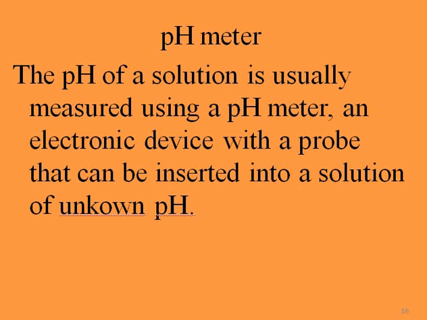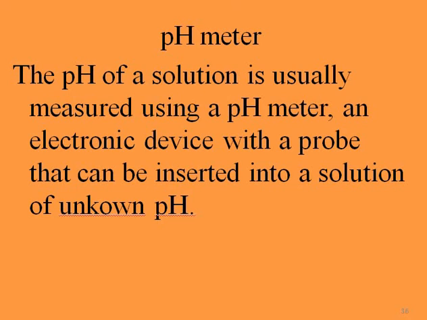And pH of the solutions are measured using a probe called pH meter. The pH of a solution is usually measured using a pH meter, an electronic device with a probe that can be inserted into a solution of unknown pH. And usually before measuring any pH, we need to calibrate it as well. There are some solutions with known pH, and we need to clean the probe before that and make sure it's dry, and then we submerge it inside the known solution. We adjust the pH if it's different from what you're supposed to have, and then confirm the number. So that's why it's going to be calibrated.